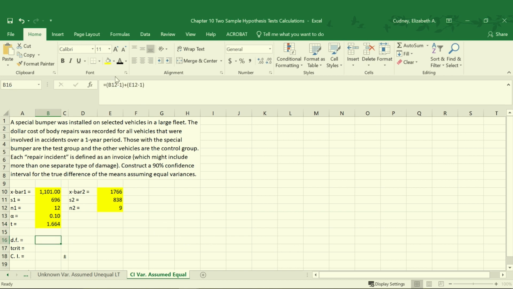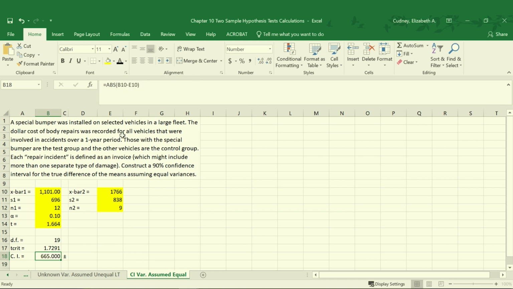Our degrees of freedom would be calculated as our sample size for the first group and the sample size for the second group, each of those minus 1. So that would be 12 minus 1 plus 9 minus 1, or a value of 19. Our t-critical calculation would be calculated as T.INV.2T, since it's a two-tailed test, using our alpha value of 0.1 and our degrees of freedom of 19. So our t-critical value would be 1.7291.